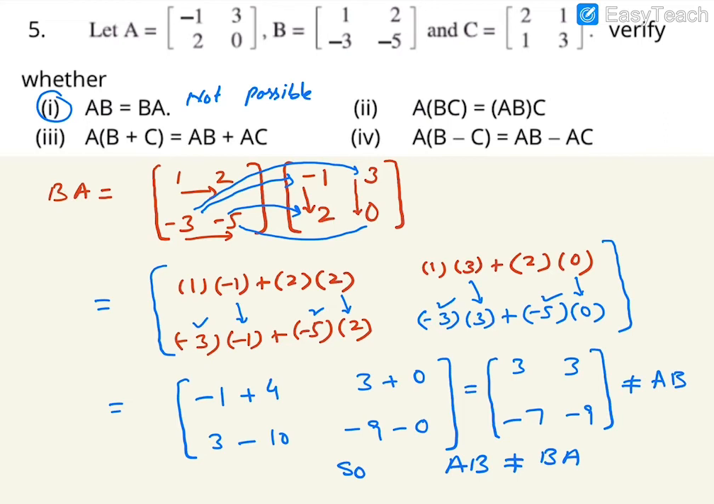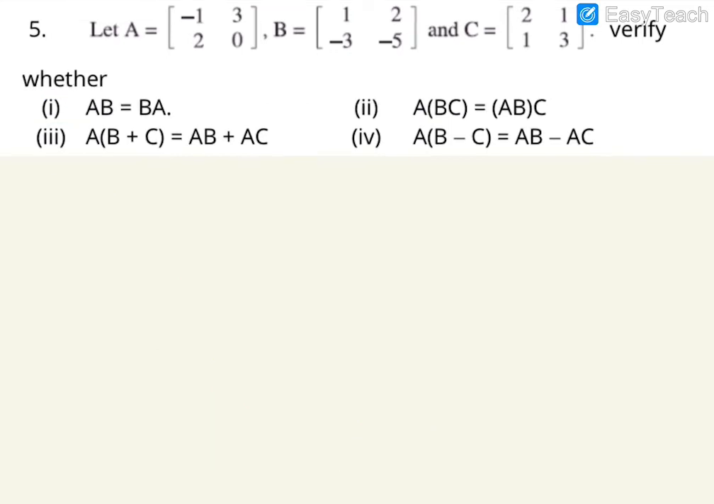In some particular cases, AB is equal to BA, but generally it will not be commutative. Now the second part: we need to find A(BC). For this, first multiply B with C. So let's find BC first.